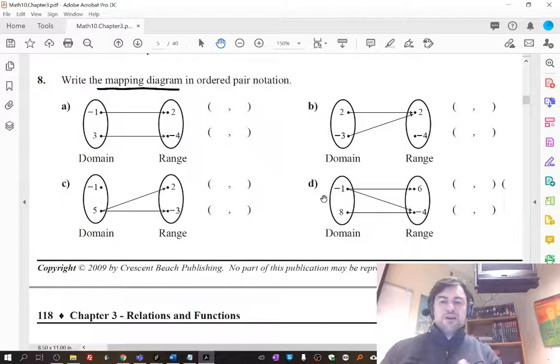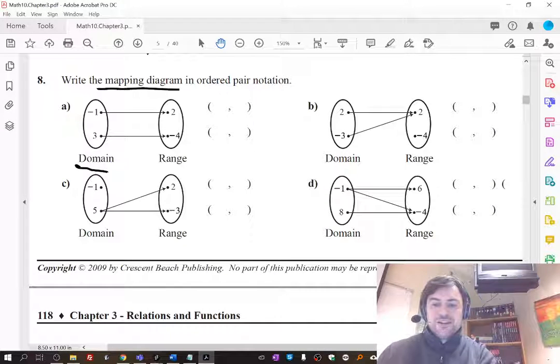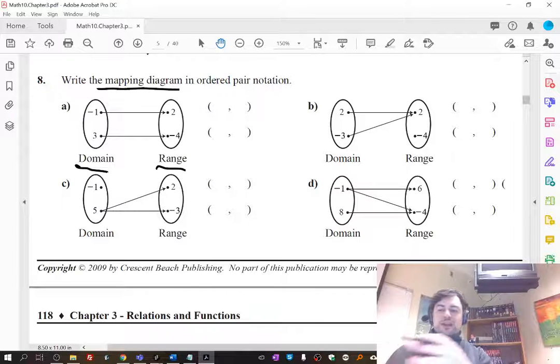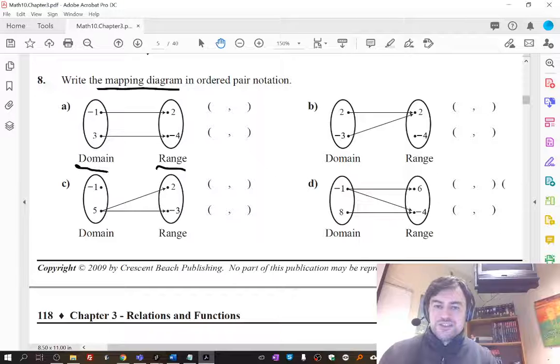Basically, we have a diagram of a relationship, and they use these eggs to show the groups of numbers. The domain, of course, is our x values, and our range is our y values. Then there are arrows that cross from domain to range to connect two numbers together. So they're basically asking you to convert from this mapping diagram to the ordered pairs. You have to put together the x's and y's that match, and the arrows just show you which ones match.